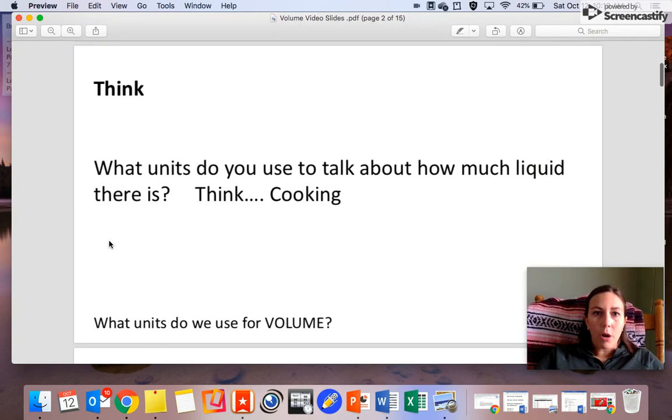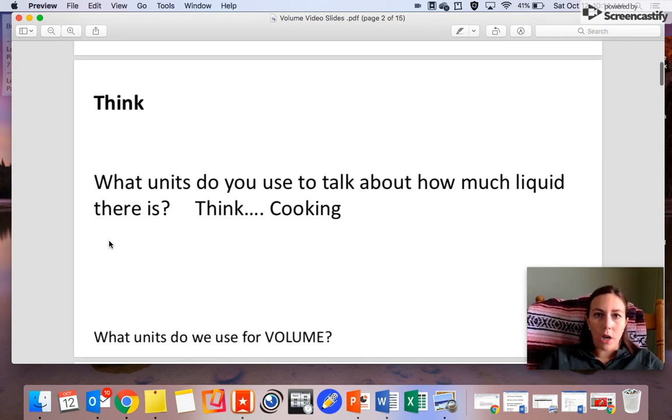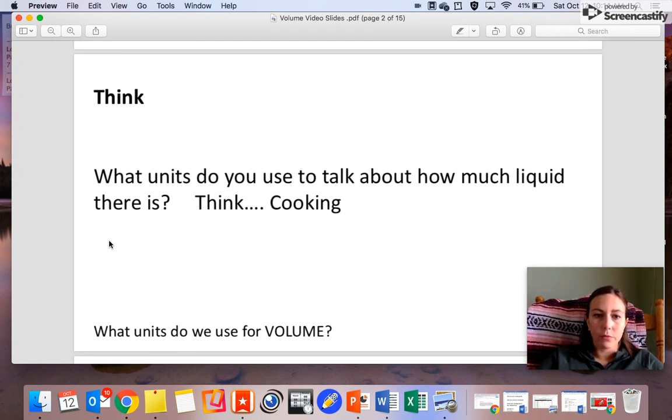And now we're going to talk about our last metric unit. I want you to think about what units to use to talk about how much liquid there is. Think about when you're cooking or when you're drinking pop. How much liquid, when you talk about it, what unit do you use? And we're talking about volume.